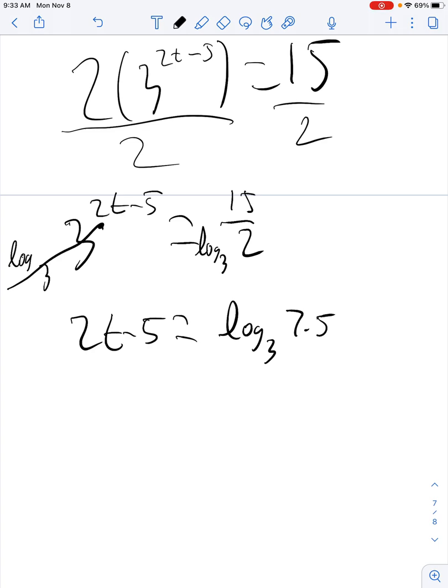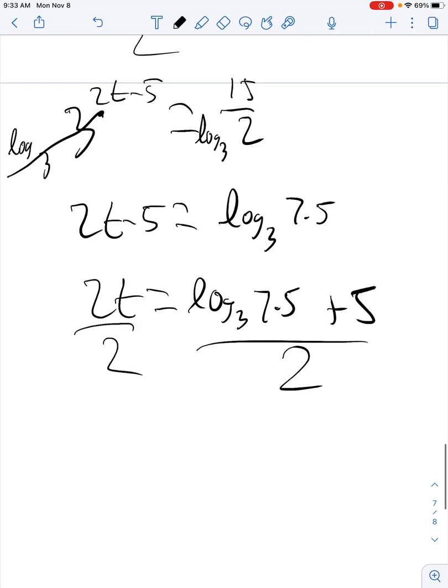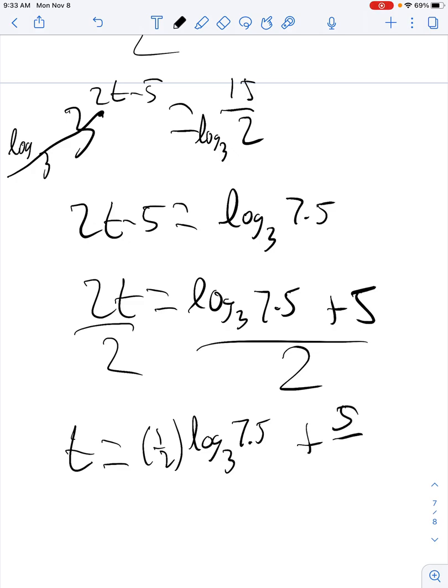15 over 2 is really 7.5. So let's just change that. Again, it's half of 15. So I'm going to start by taking this minus 5 and adding it to the other side. Log base 3 of 7.5 plus 5. And then to simply finish this off, I'm going to divide by 2. So t is going to equal, again, dividing by 2 is the same as multiplying by 1/2. Log base 3 of 7.5 plus 5 over 2.